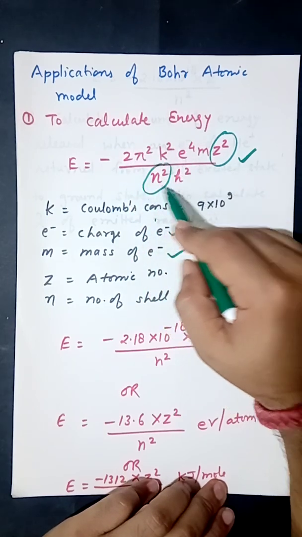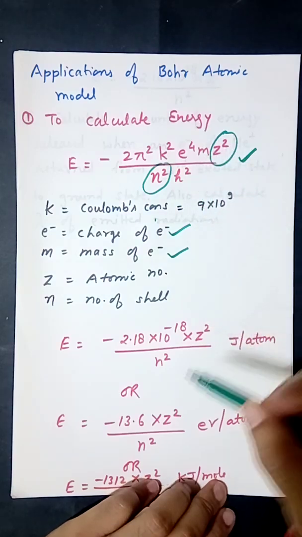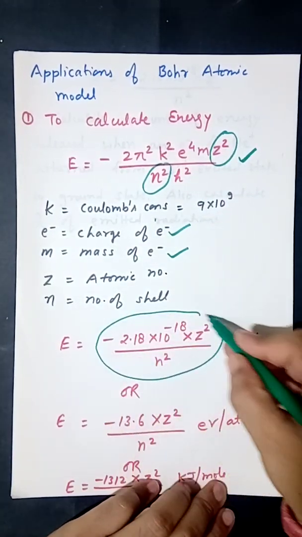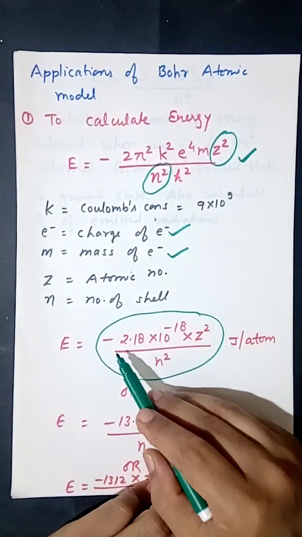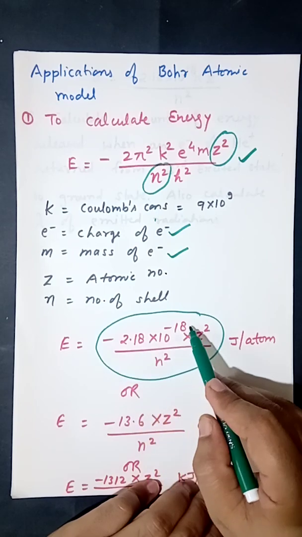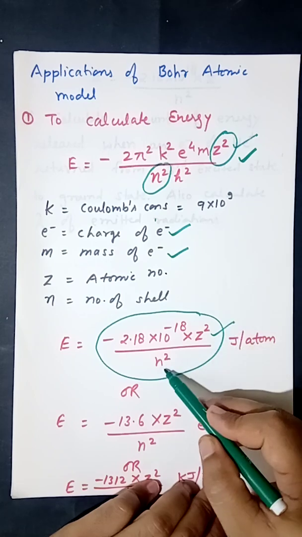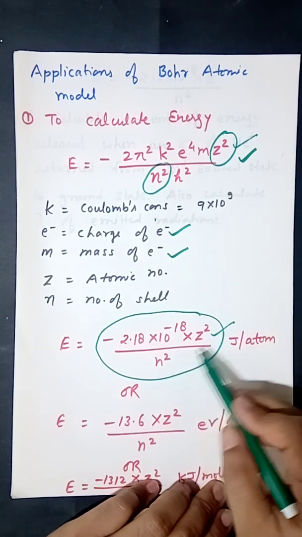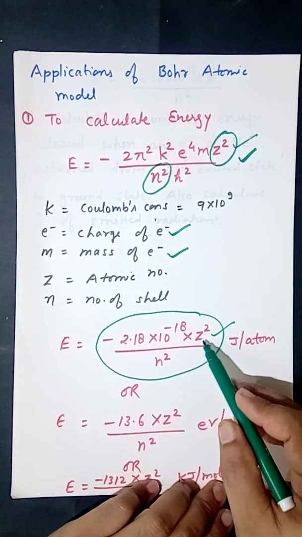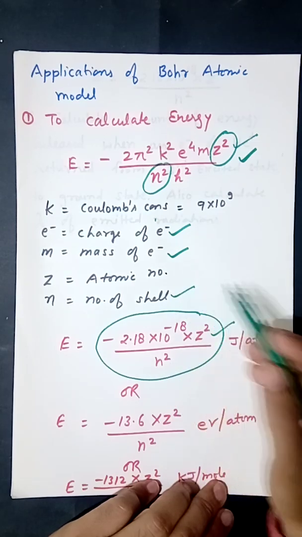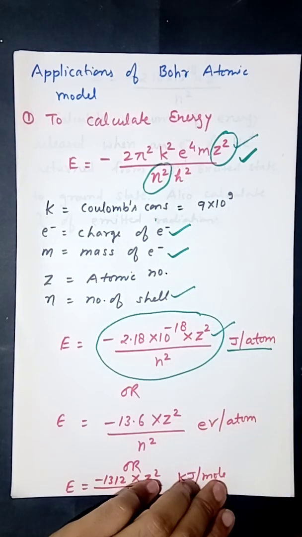So when you put the values of these constants and solve, you will get this final formula which you have to remember for class 11th. It is minus 2.18 × 10^-18 into Z square divided by n square, where Z is the atomic number and n is the number of shell. The unit is joule per atom.